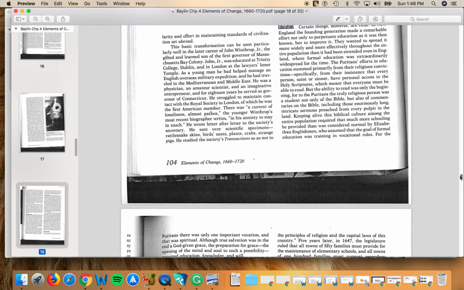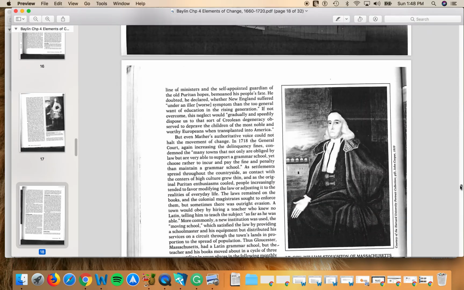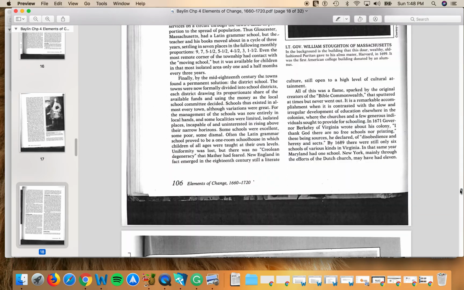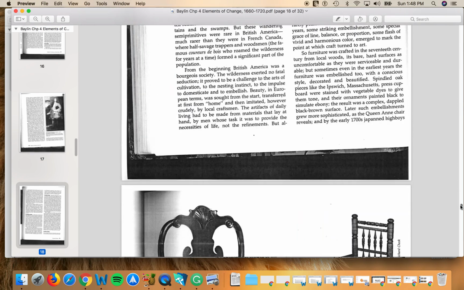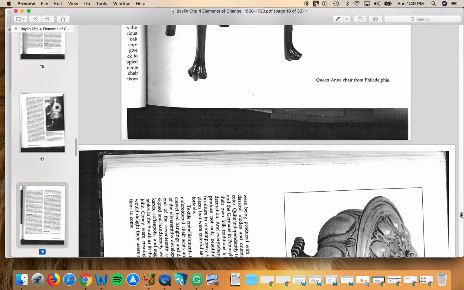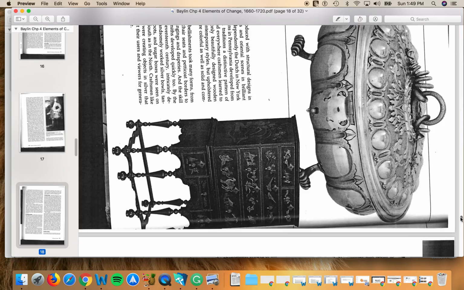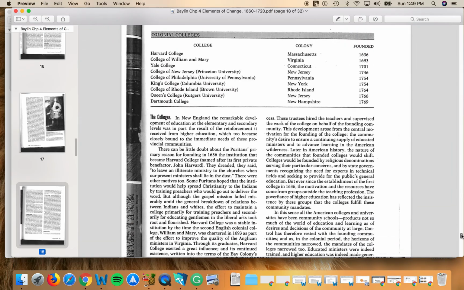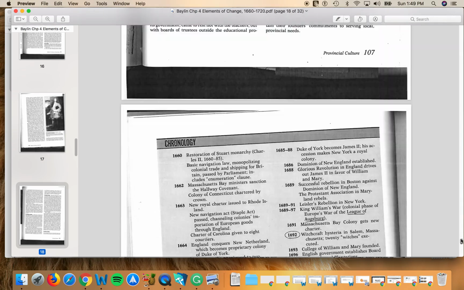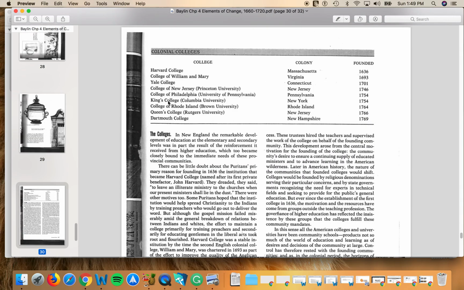Right? Education starts to play a small role in early British North America. So you don't really have to focus in on that so much, but you should have some kind of awareness of it, right? That these early colleges like William and Mary, Harvard, the College of New Jersey, etc. So you should have some early appreciation of that. And on page 107, they list the earliest colleges in America.